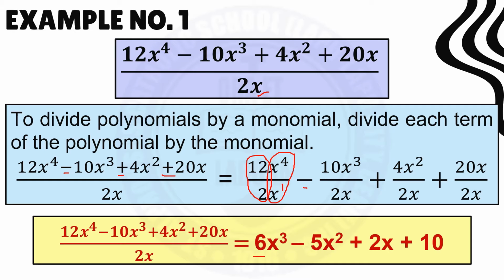So we have here 10 divided by 2, that is 5. Then for the literal coefficient, we have x squared. 4 divided by 2, that is 2. So we have here x as our literal coefficient. Then in this case, 20 divided by 2, that is 10. Then you can cancel x. And this is now the final answer. So the final answer would be 6x cubed minus 5x squared plus 2x plus 10.